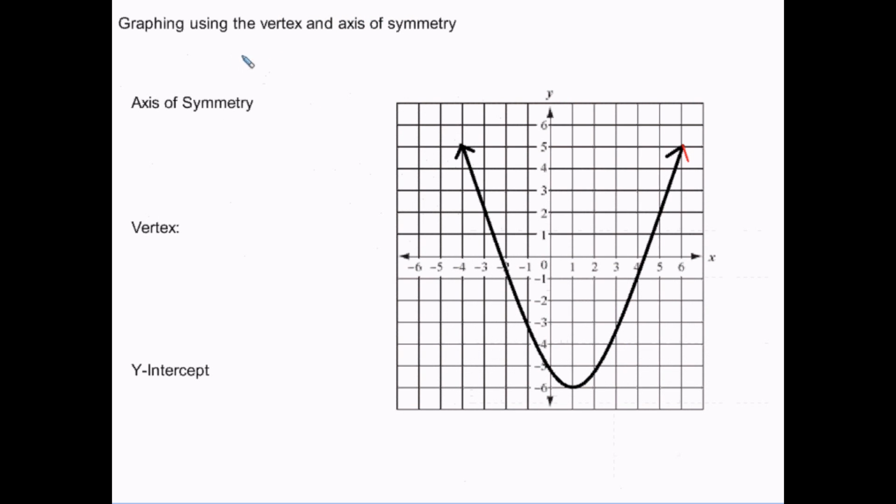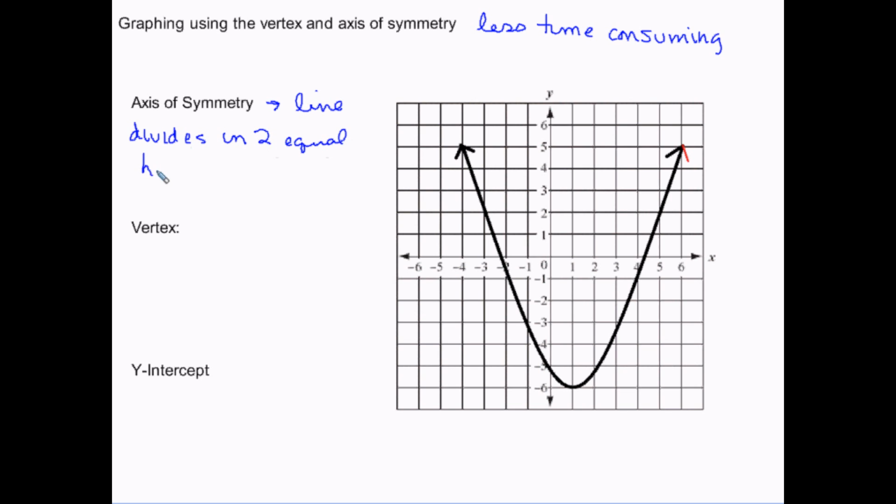Now, we can graph a parabola using the vertex and the axis of symmetry, which is a lot less time consuming than a t-chart. Okay, the axis of symmetry is the line that divides the parabola into two equal parts. In this instance, my axis of symmetry is going to be the line that comes through right here. This is my axis of symmetry.